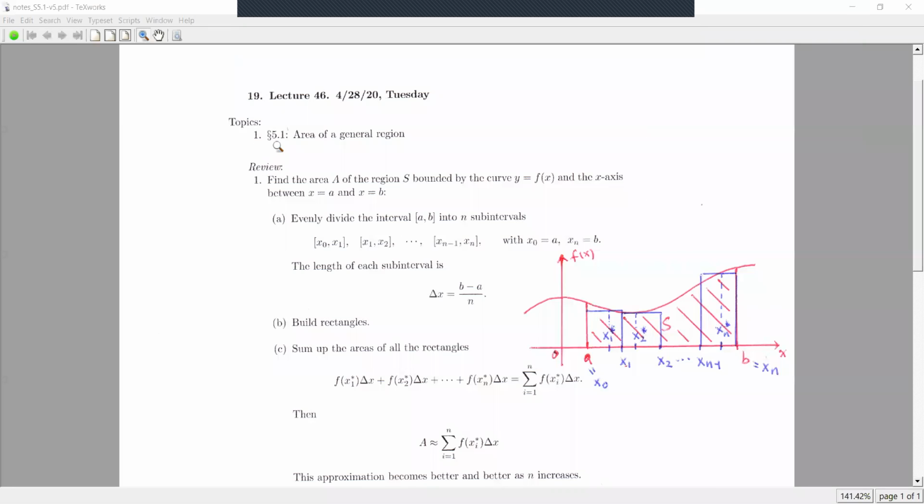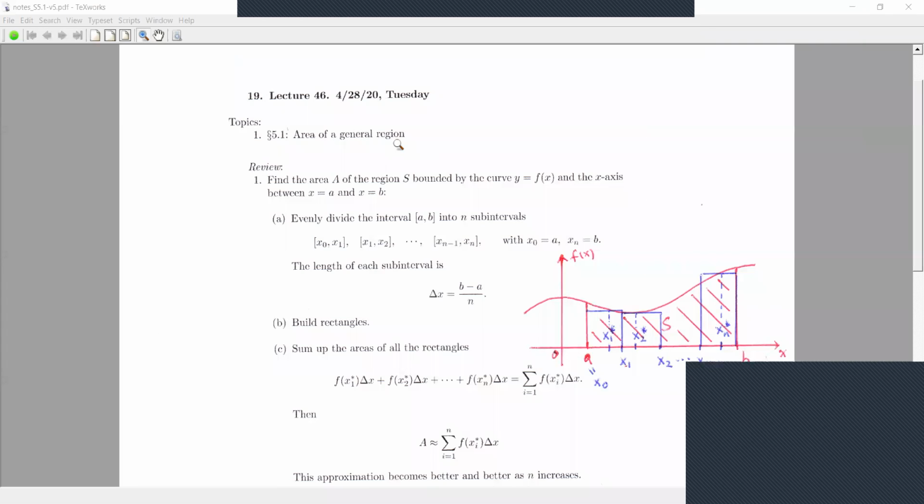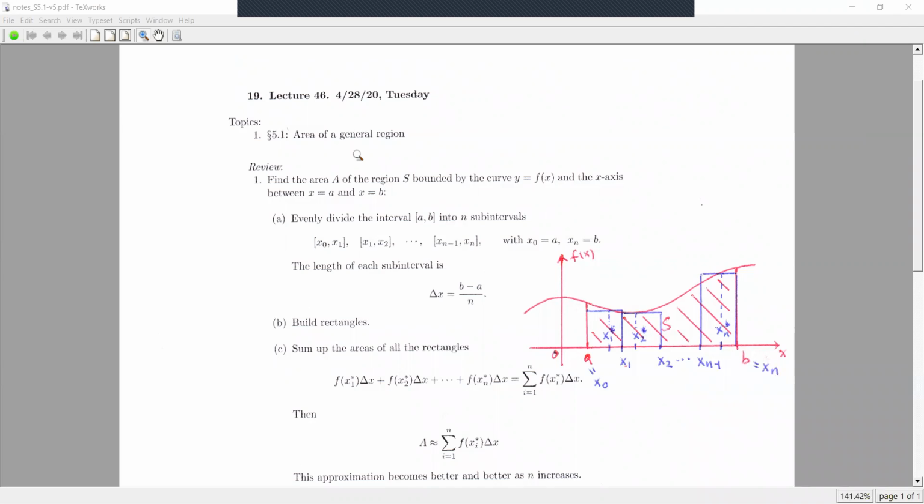Section 5.1 again, area of a general region. Today, I want to show you more examples about this topic. Take a review first. Number 1, find the area of the region bounded by a curve and the x-axis and between A and B. There are 4 steps.